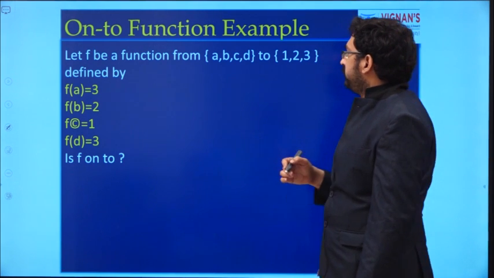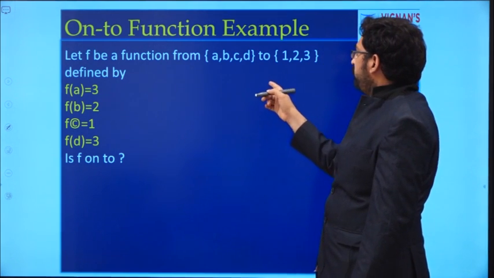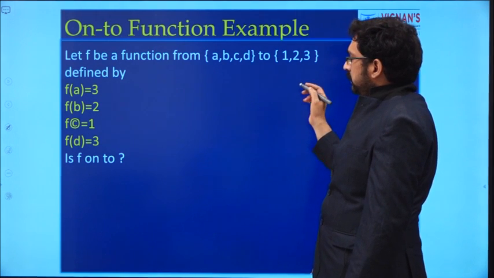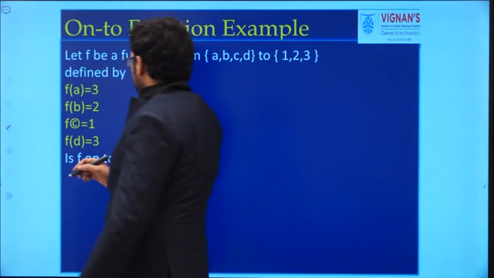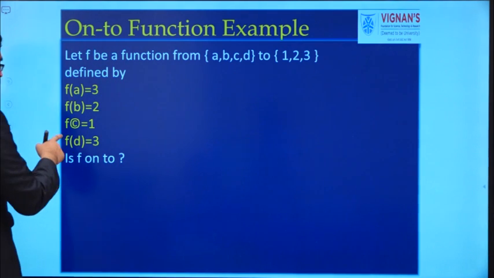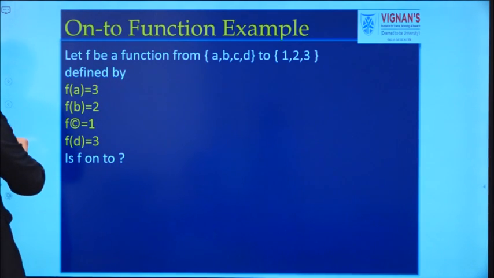Here one example is given. f is a function from {a, b, c, d} to {1, 2, 3} defined by f of a equals 3, f of b equals 2, f of c equals 1, f of d equals 3.